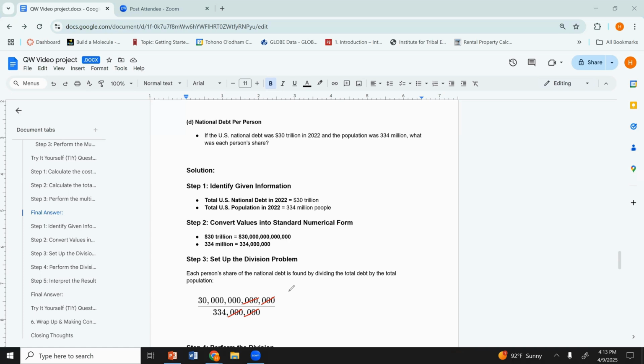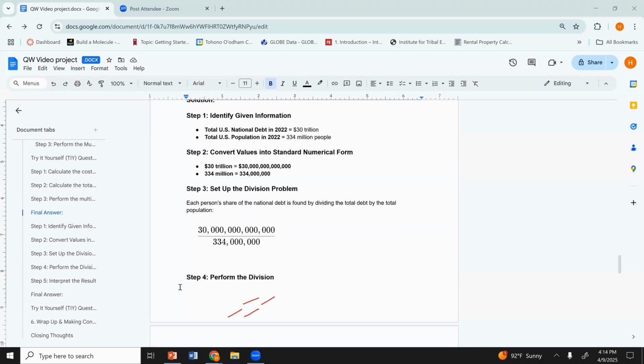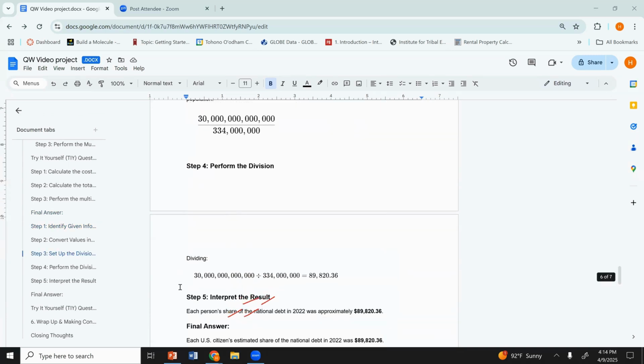write all the 30 trillion. It's just too much for some calculators. But if you just cancel this out, you're left with 30 million divided by 334. Whatever you get is going to be the debt per person, or the debt per citizen, that they will get by dividing the national debt. Okay. So you can do the division.